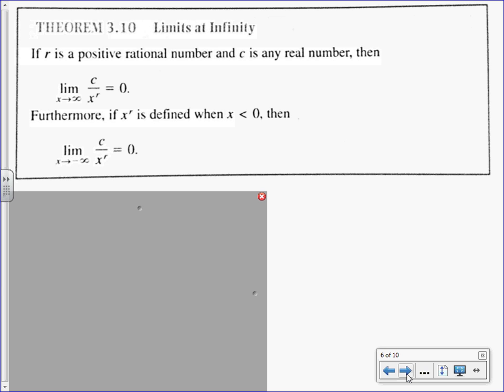If you have a positive rational number, c over x to the power, and I look at the limit towards infinity or negative infinity, it is 0. Why? There only being an x variable on the bottom causes a horizontal asymptote at 0.